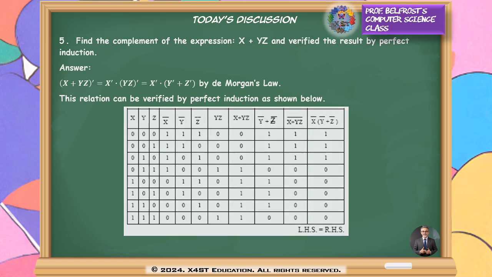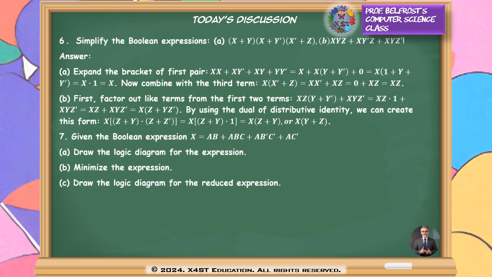Number 6, simplify the Boolean expression. You have two Boolean expressions that need to be simplified. It's actually easy too. For the first one, we need to expand the bracket one by one. First we take the first and second one, and after we have solved for it, we take the result and solve it with the third one.